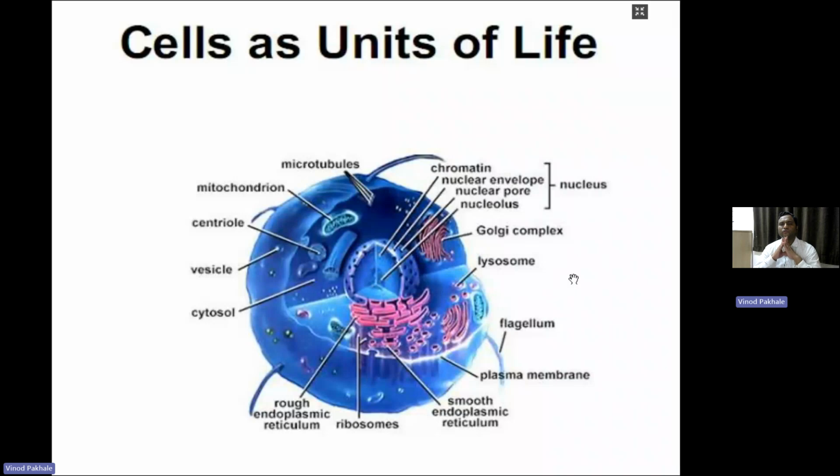All of you thoroughly go through this diagram, read the name of each and every component, and how it appears and where it is present inside the cell. That can be visualized through this 3D image.